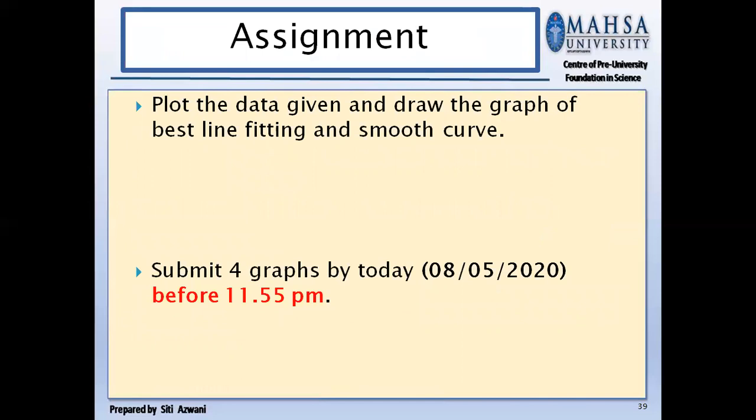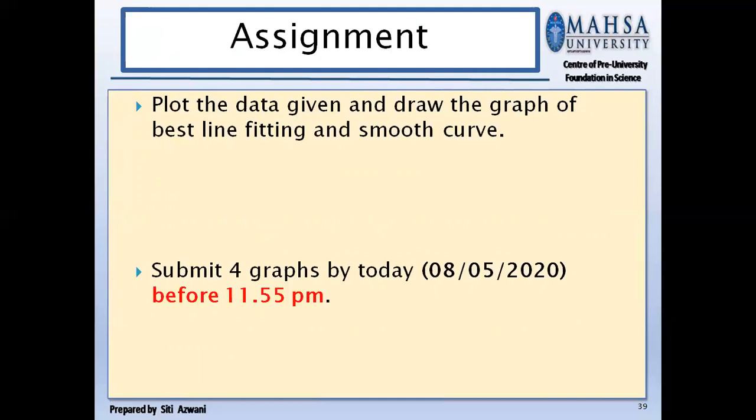For the assignment, plot the data given and draw the graph of baseline fitting and smooth curve. For today you need to submit 4 graphs, before 11:55 p.m. You can get the material, the question and the data to plot the graph in the LMS under the assignment for this subject, in the physics part.